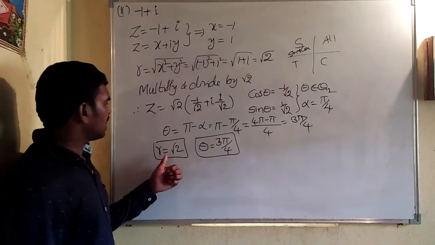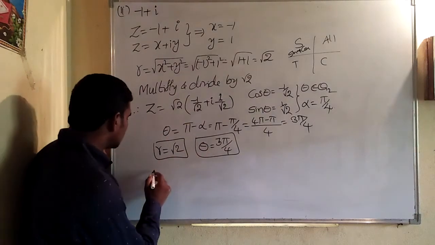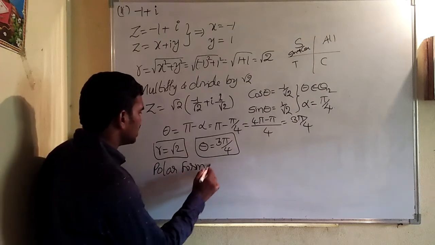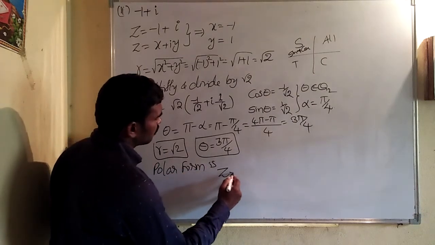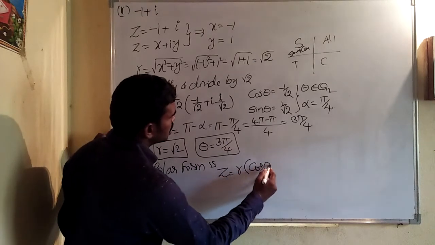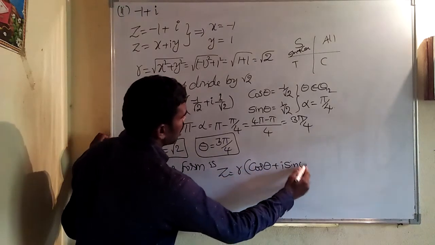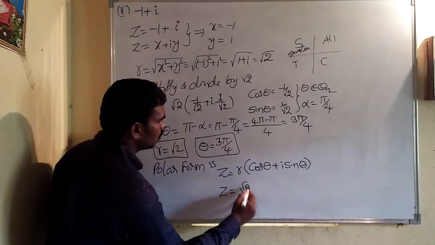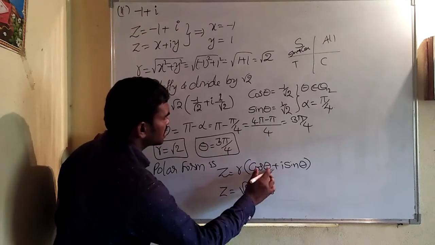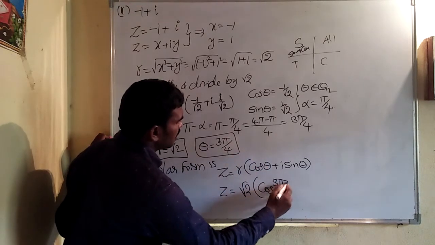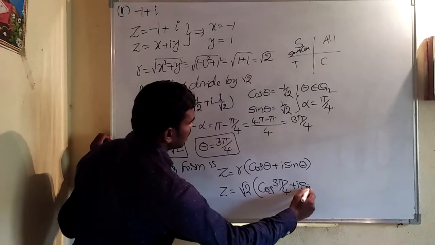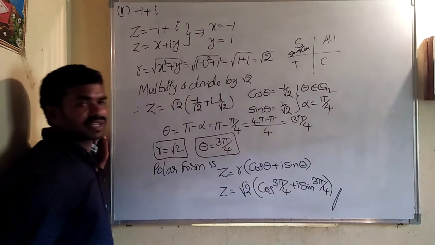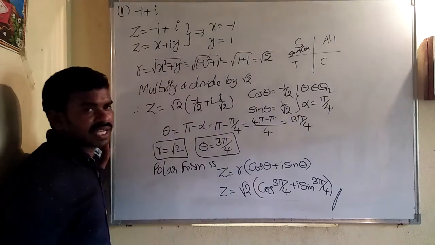After getting the R value and theta, what is the polar form? Therefore, the polar form is Z equal R into cos theta plus i sin theta. Therefore, Z equal R, where R is root 2, into cos of theta, which is 3 pi by 4, plus i sin 3 pi by 4. So this is the solution for -1 plus i.